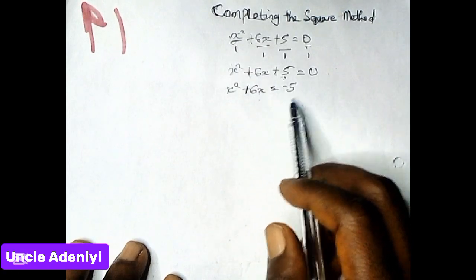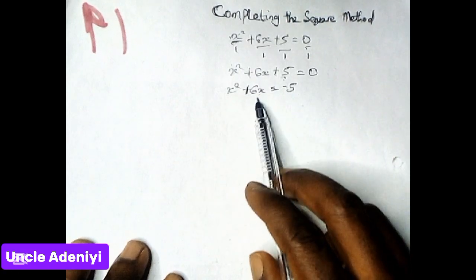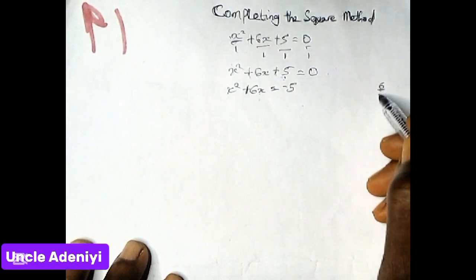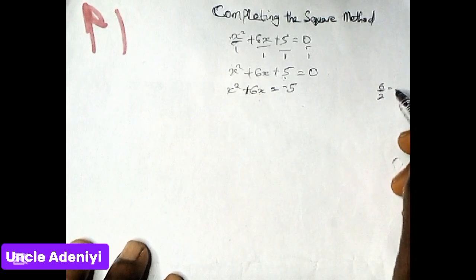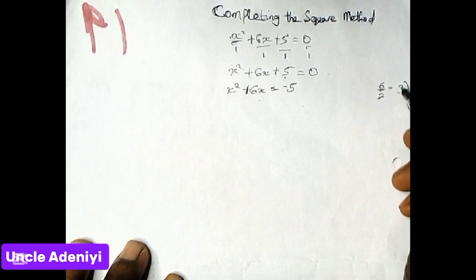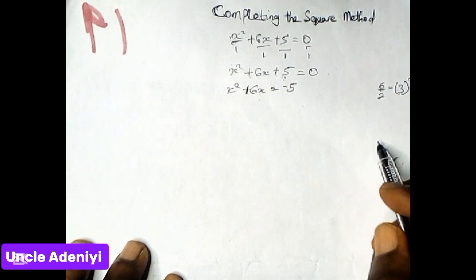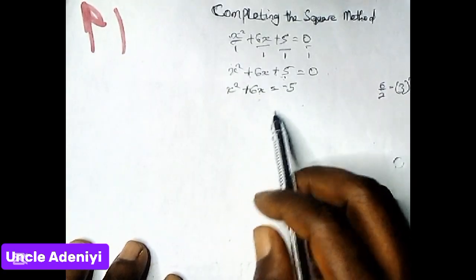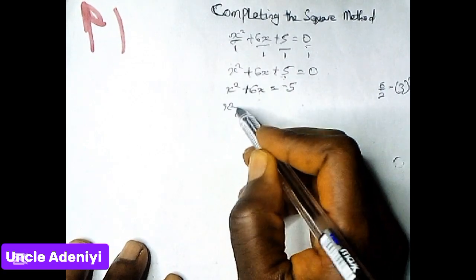Let me show you how everything will go. The coefficient of x here is 6. 6 divided by 2 will give you 3. Then you square it. When you add this to both sides, we turn it into x squared plus 6x plus the coefficient of x divided by 2, squared, on both sides.